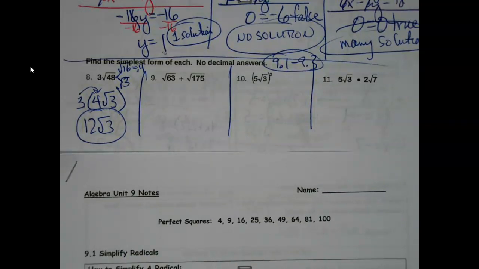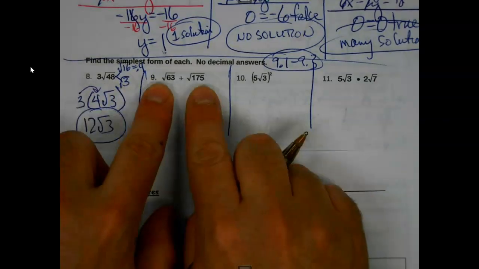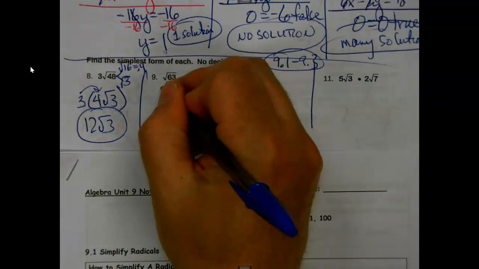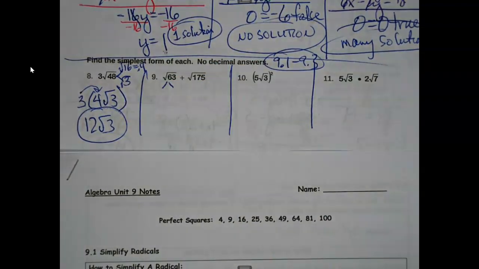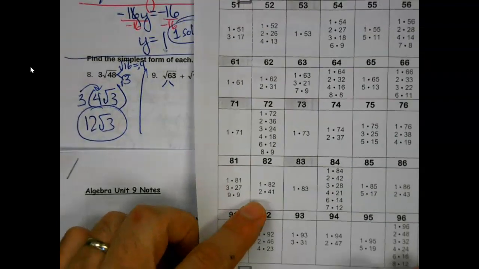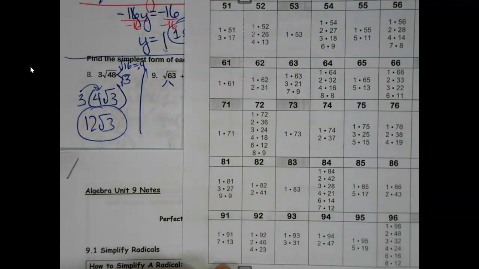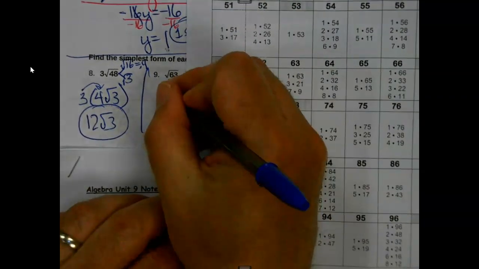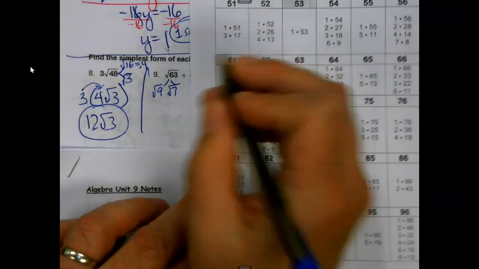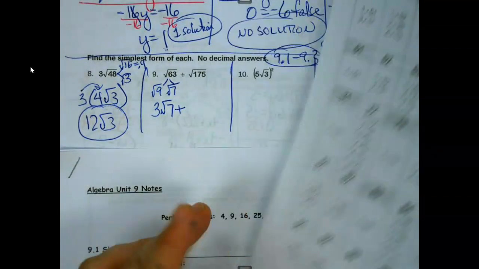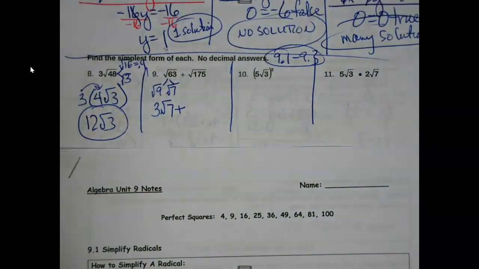So the only difference as I go to add is I'm going to do what I did here for both of these. But hopefully I'm going to be able to add them up at the end. So let's see here. So 63 is still on my chart. So let me pull my chart up. Where's my biggest perfect square in my 63 box? 9. So we got 9 and 7.